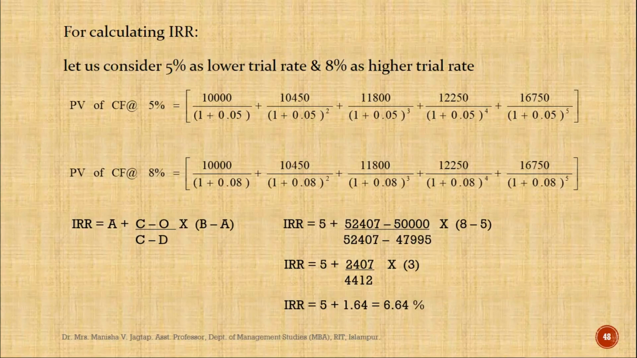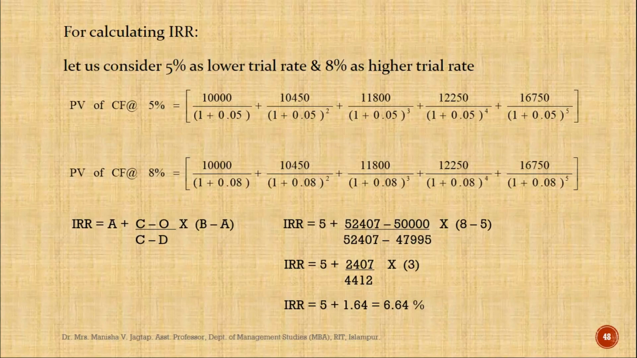So it is somehow less than the higher trial rate. So 6.64% is a very small amount, and we can suggest that this project is not profitable as the IRR is less. We don't have any other project to compare with this, but looking at this particular figure also, we can see that this is a low amount. So companies should not accept this particular proposal.